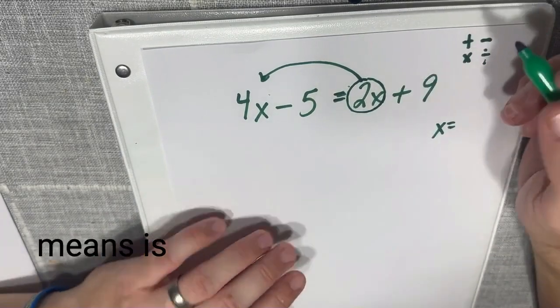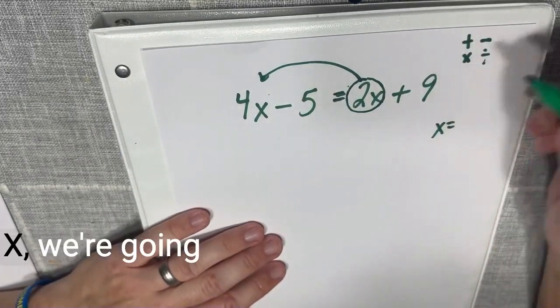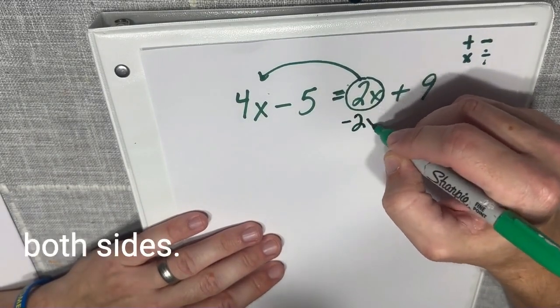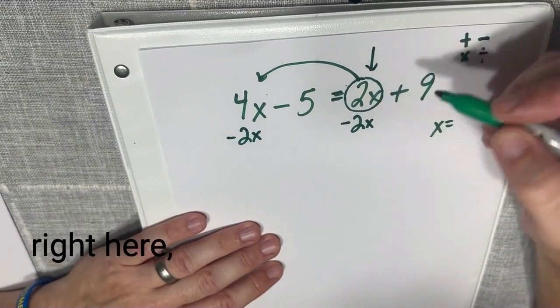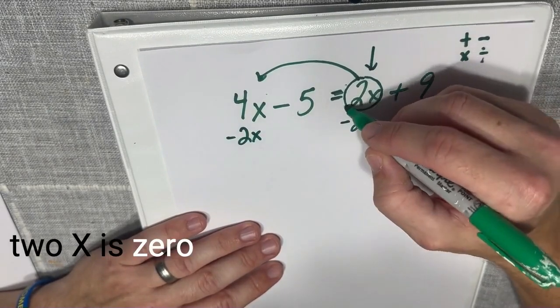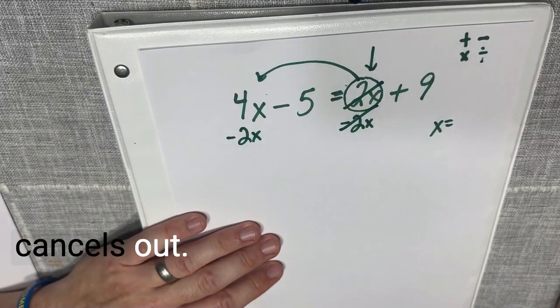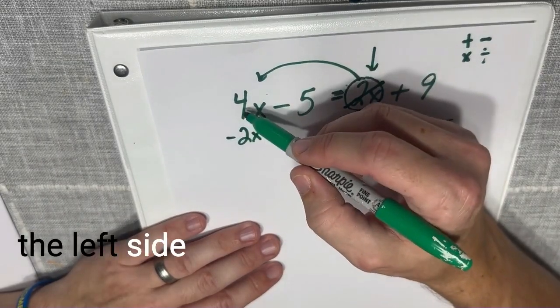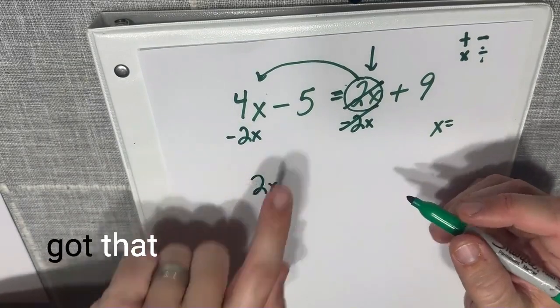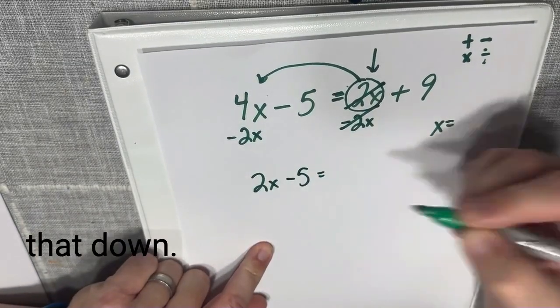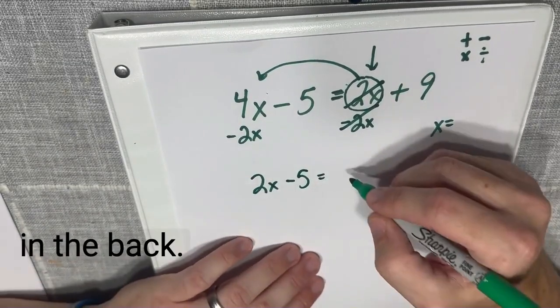All that means is, since this is a positive 2x, we're going to subtract 2x on both sides, okay? And the reason we do that is right here: 2x minus 2x is 0. That cancels out. And then over here on the left side of the equal sign, 4x minus 2x is 2x. Now I still have that -5. I'm going to write that down. And then I still have that 9 there in the back.